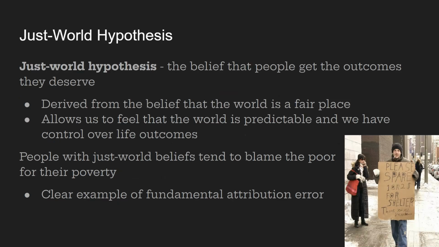The just world hypothesis is the belief that people get the outcomes that they deserve. This is derived from the belief that the world is a fair place, which obviously it isn't, and it allows us to feel that the world is predictable and we have control over our life outcomes. People with just world beliefs tend to blame the poor for their poverty, and this is a clear example of fundamental attribution error because there are a lot more factors that go into being impoverished, such as culture or your family that could play a huge role in why you're impoverished.